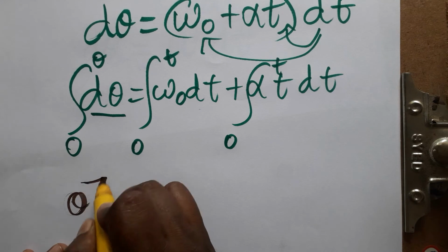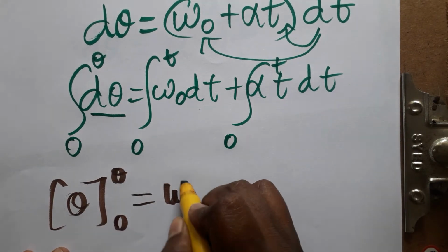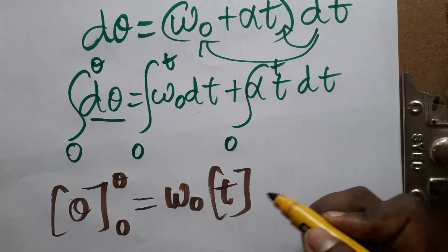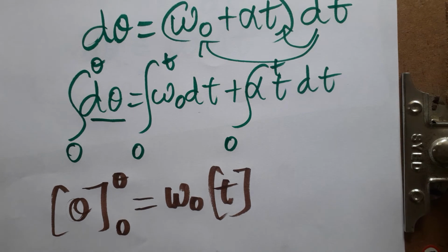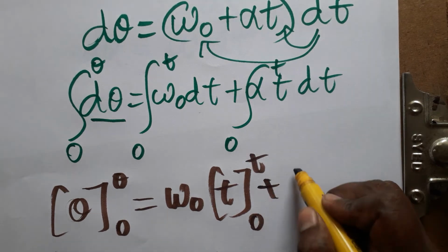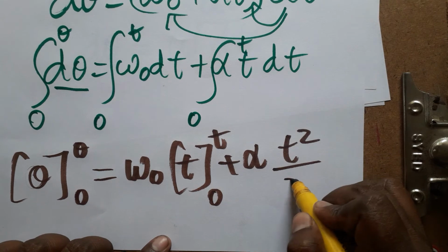So theta, lower limit is 0, higher limit is theta, is equal to omega naught, integration of dt is t, integration of dx is x, integration of dv is v, integration of d theta is theta, so integration of dt will be t, from 0 to t. Now alpha is a constant, so it's alpha times t dt. Integration of t dt we can take as t square divided by 2.